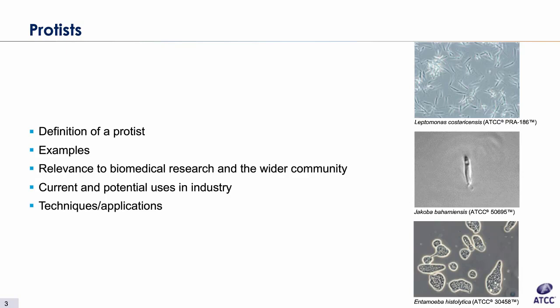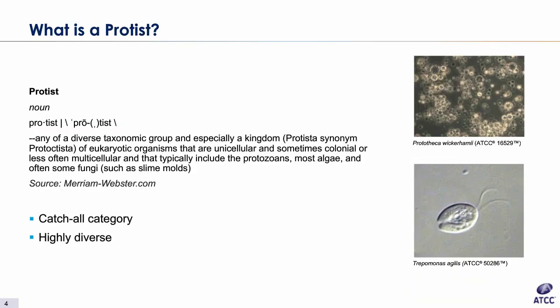So first of all, what is a protist? Well, this definition is pretty important, so I'm going to go ahead and read it to you. Protist, any of a diverse taxonomic group, and especially a kingdom, Protista, synonym Protoctista, of eukaryotic organisms that are unicellular and sometimes colonial or less often multicellular, and that typically include the protozoans, most algae, and often some fungi such as slime molds. Now, that was a pretty long definition.